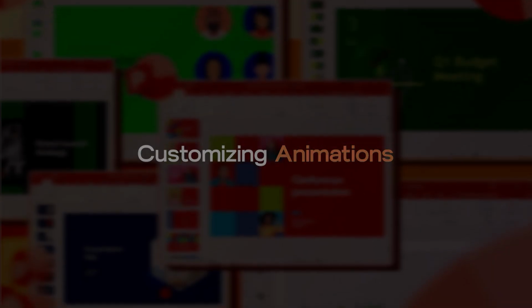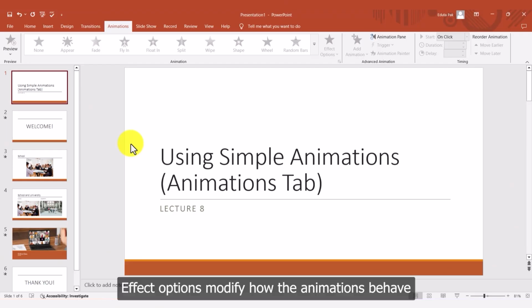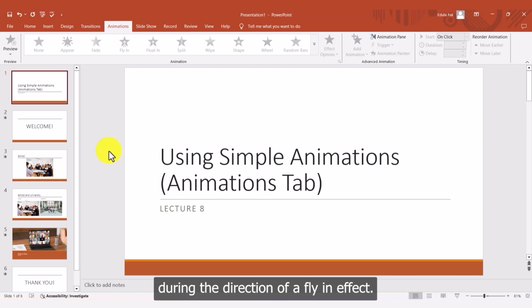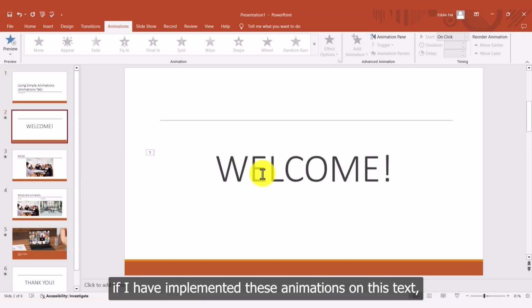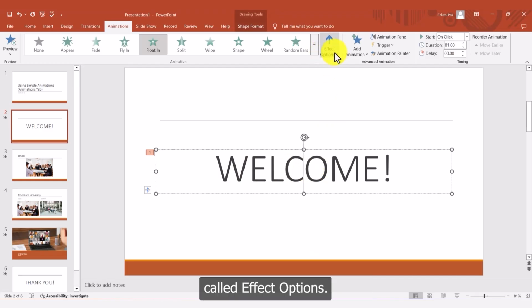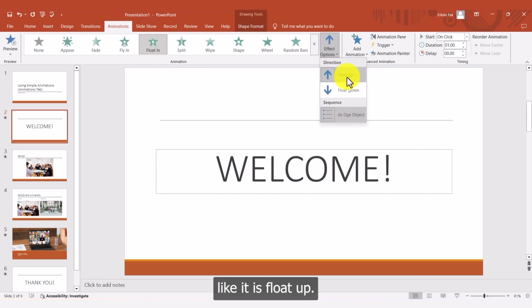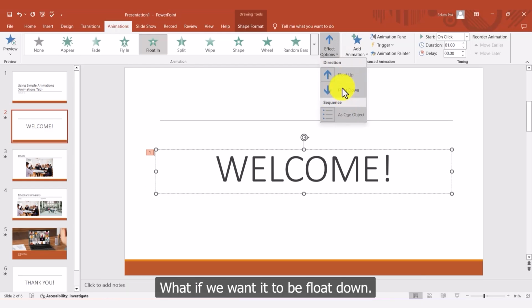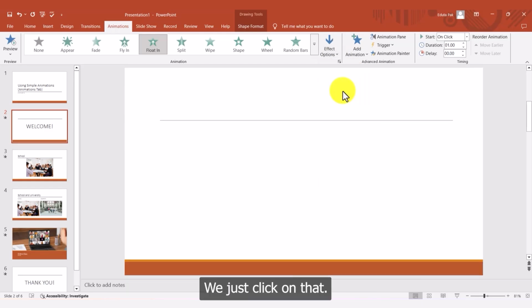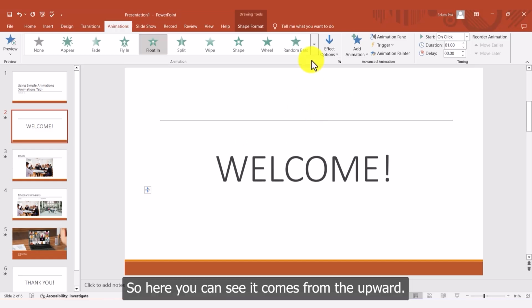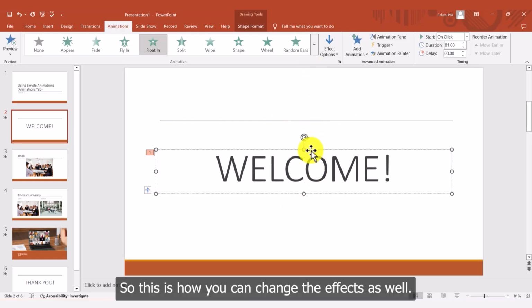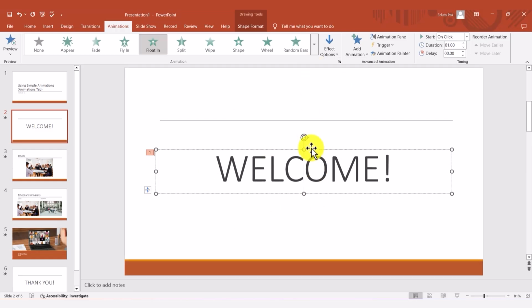Customizing animations. Effect options. Modify how the animations behave. Change the direction of a fly-in effect. For example, if I have implemented these animations on this text, we'll click on that, and here is the option called effect options, and you can see how you can change it as well. It is float up, but if we want it to be float down, we'll just click on that. So here you can see it comes from the upward. So this is how you can change the effects as well.